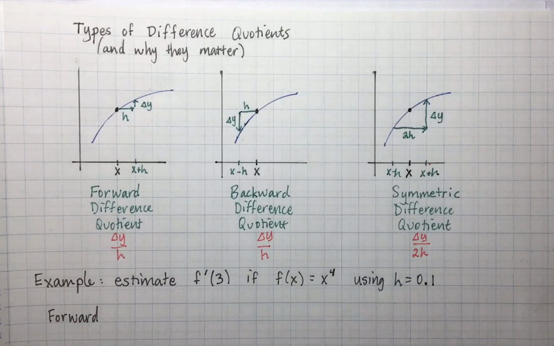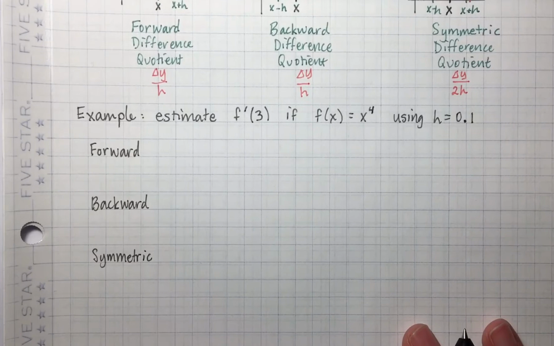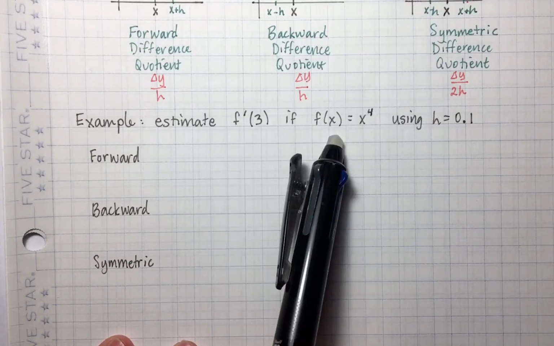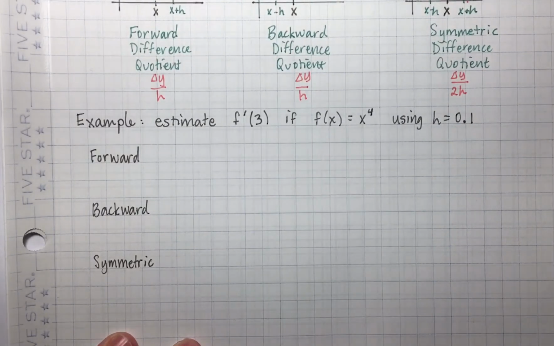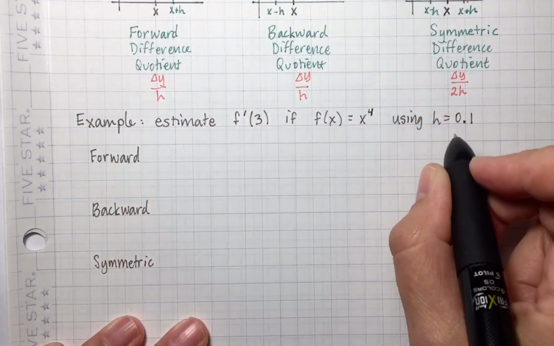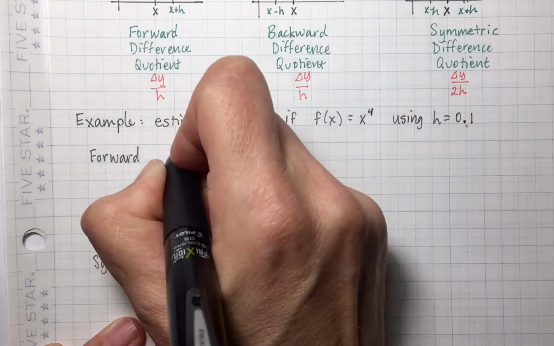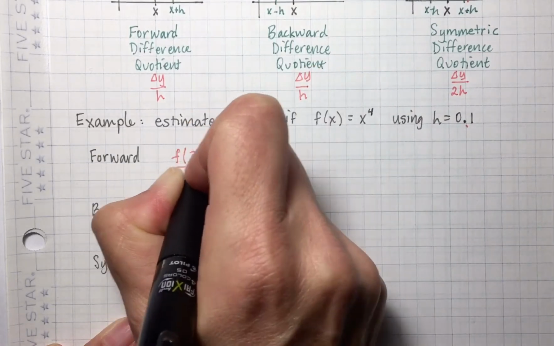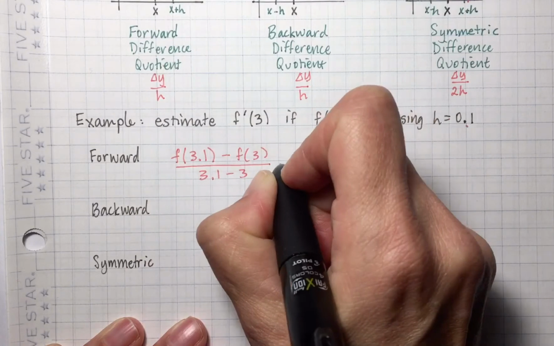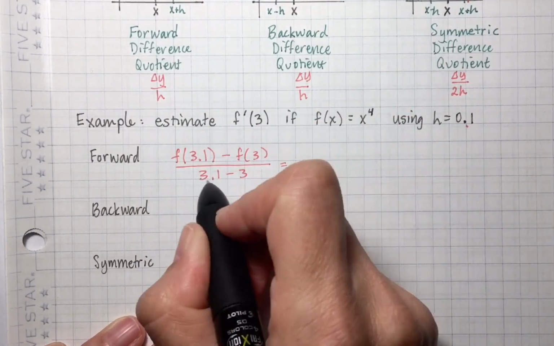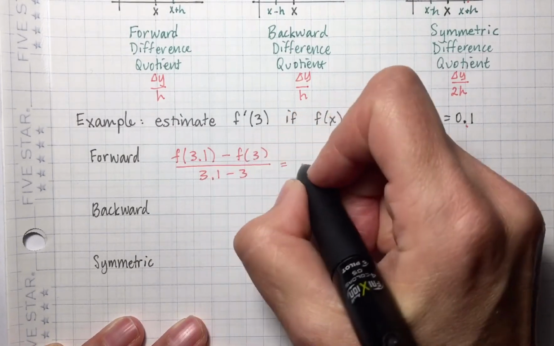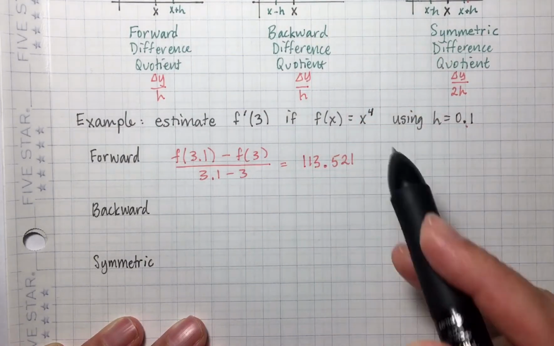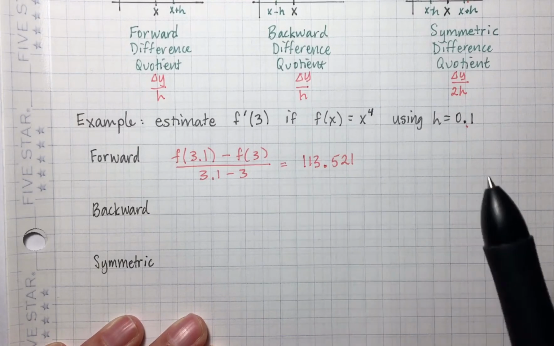Okay, so now using an example of just how these three difference quotients work when we're looking at forwards, backwards, and symmetric. Say we want to estimate our slope at x equals 3 for the function f of x equals x to the 4th. So to do a forwards difference quotient, if we're using an h of 0.1, we're doing f of 3.1 minus f of 3 divided by 3.1 minus 3. So looking at that as a shortcut, on the denominator, there's your h, the 0.1. If you throw that into your calculator, you get an approximation of 113.521. X to the 4th gets really steep really fast, so we have a slope of 113 and change.